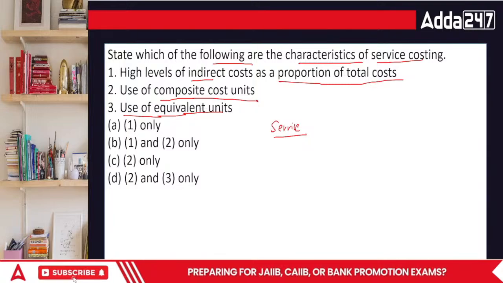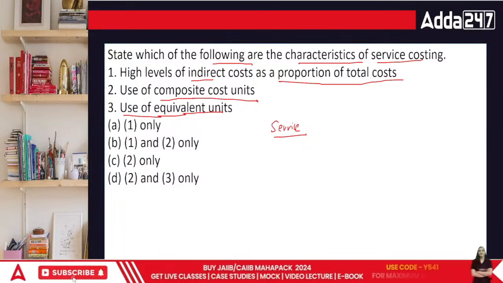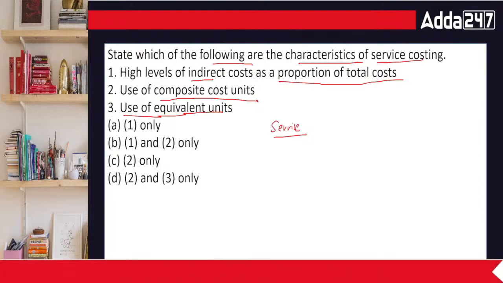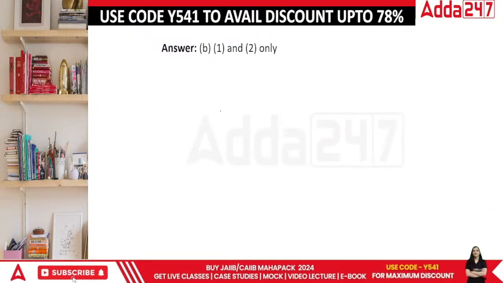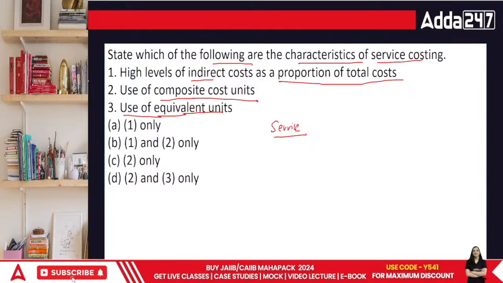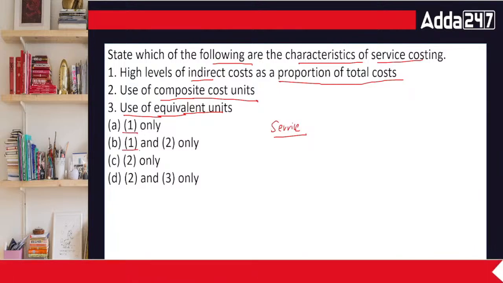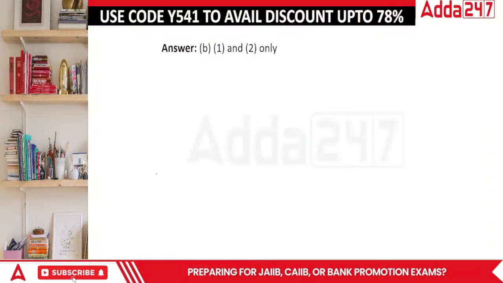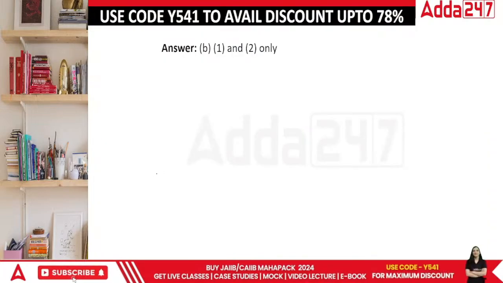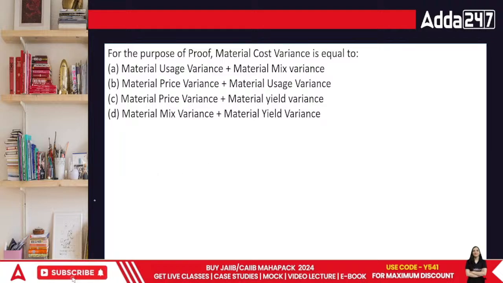There can be things which are based upon minutes, there can be things which are based upon time in terms of hours, or it can be based upon days as well. So technically you won't find equivalent units, right? So in this case the correct answer is only 1 and 2. The answer could be only 1, 1 and 2, 2, or 2 and 3. The correct answer is 1 and 2 only. That's an important question again.